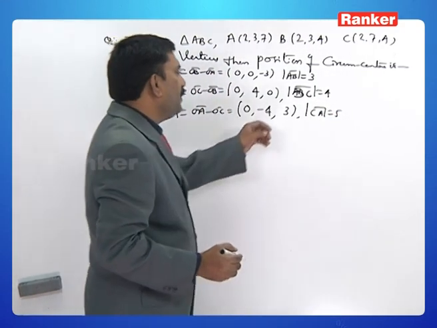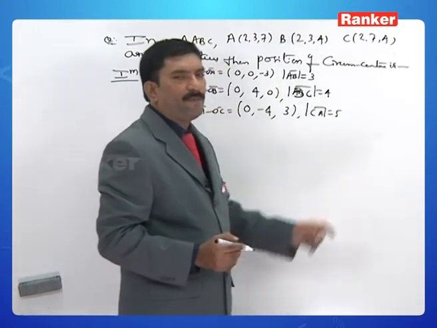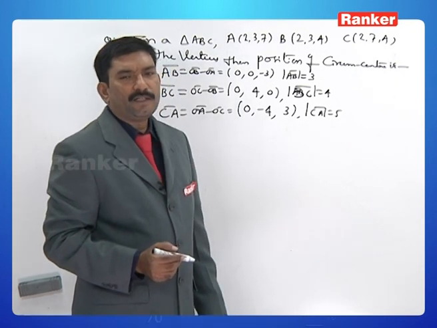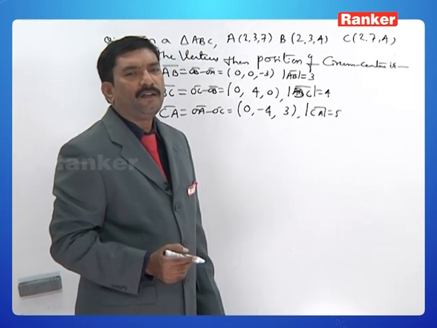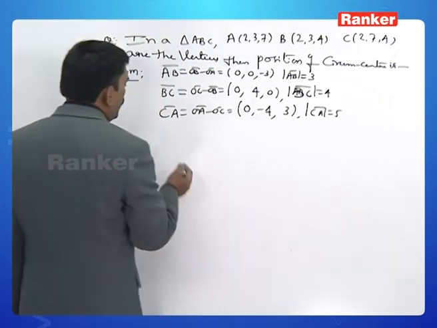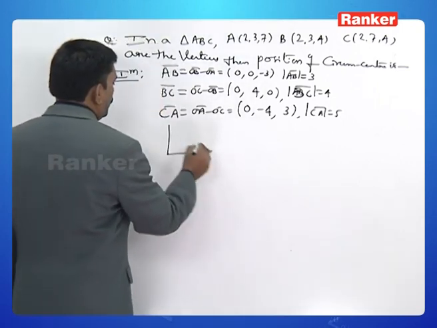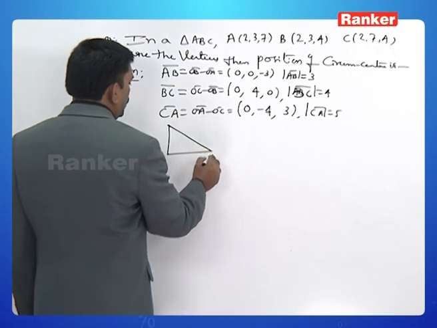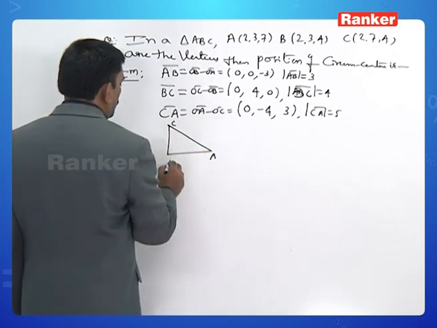Yes, certainly you can very well observe that 3, 4, 5 represents the lengths of the sides of a right angled triangle. If I go to this one, yes, this is A, C, B.